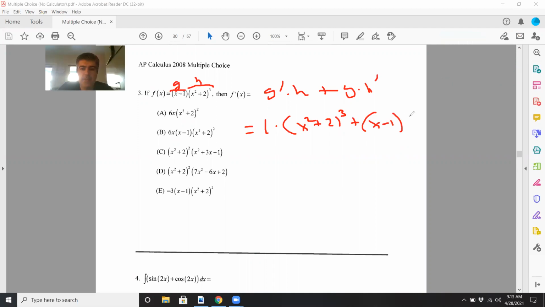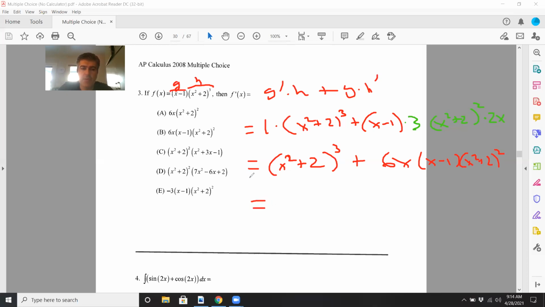You got a chain rule here. So you move the 3 to the front, keep the inside intact, drop the exponent by 1, and then multiply by the inside. There you go. That's what you do. You do have to clean up a little bit. So you get that plus 6x, x minus 1, x squared plus 2 squared.